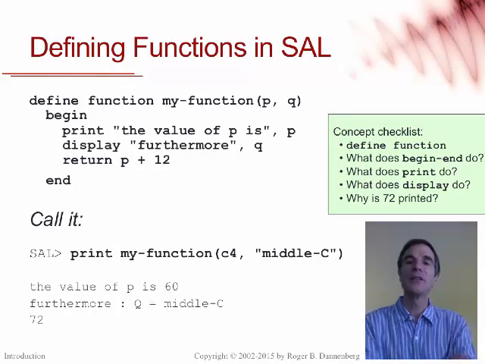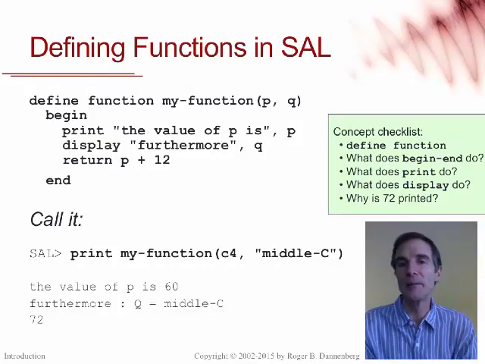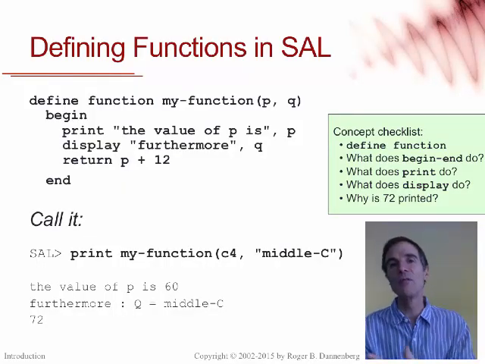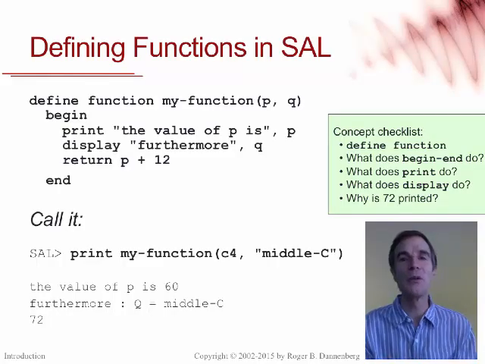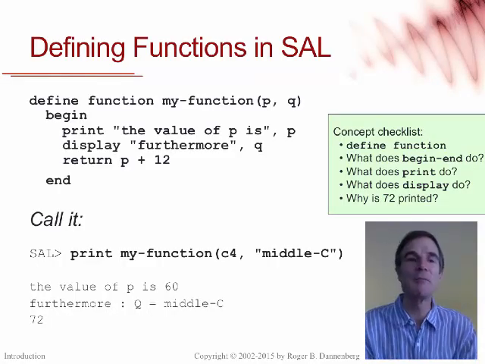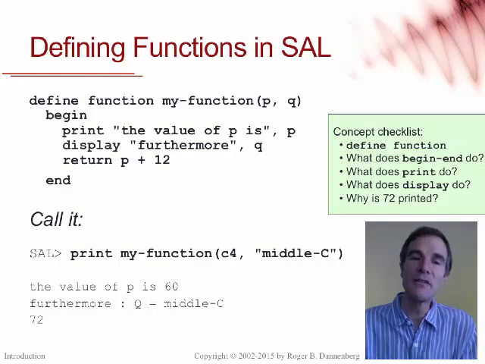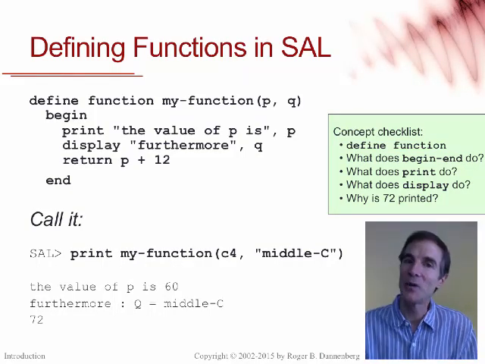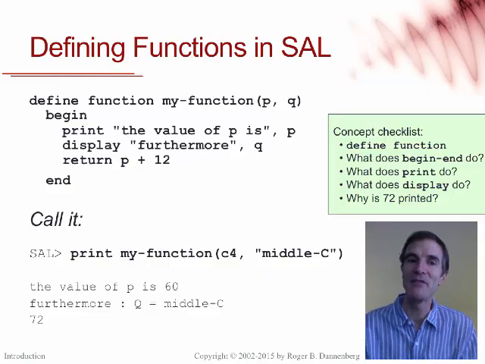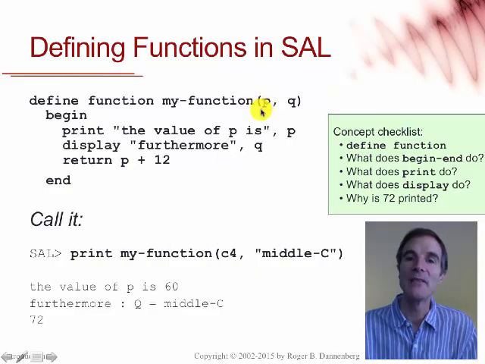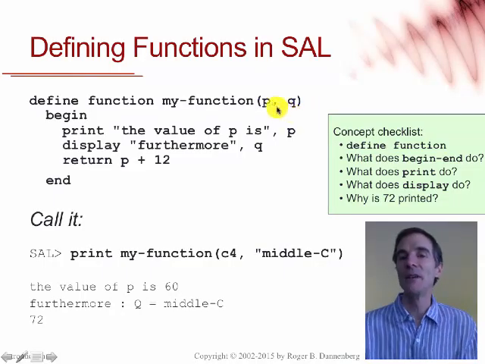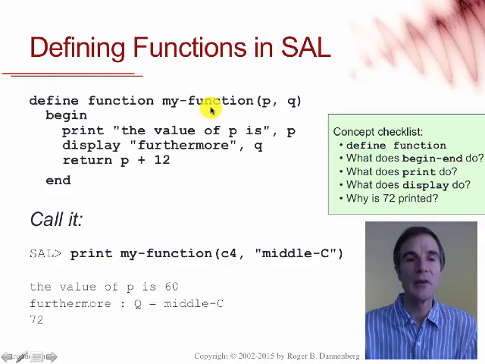Now I think we're ready to define functions in SAL. We know how to open files, edit them, load them. So let's put something in the file for SAL to process. To define a function, you write the keywords define function and the function name and the formal parameters to the function. This is very much like a number of other programming languages. And then you write the body of the function.